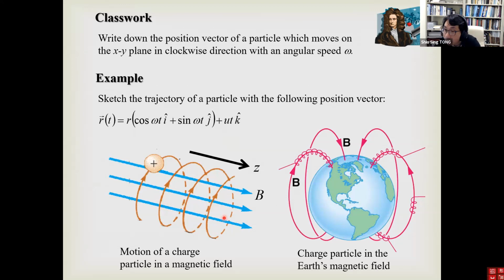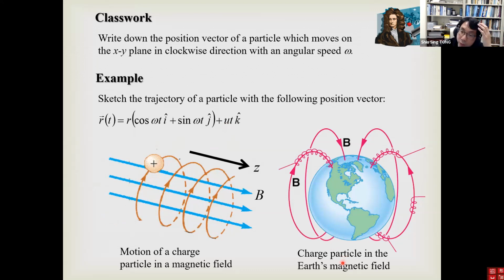So that component will not be affected, but the perpendicular component of velocity will be affected, and it goes through a circular motion. The parallel component will just continue as it is with a uniform velocity, and that gives rise to a helical motion. Okay, so that turns you into a three-dimensional world.